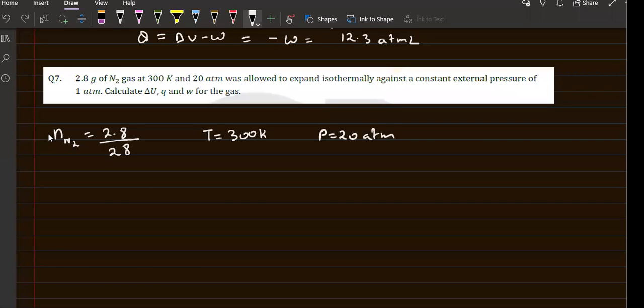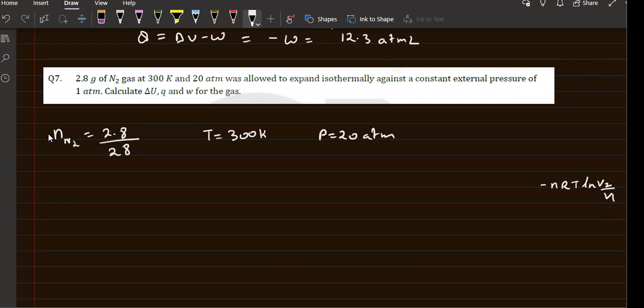Which formula do you have to use? Tell me, first of all, which formula to use. Because you might be using this formula, minus nRT ln V2 by V1. How many of you are using this formula? Is there anyone who was using this formula?